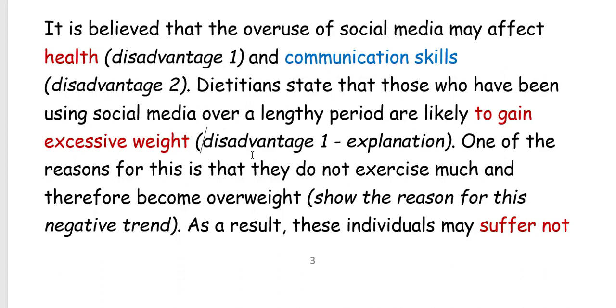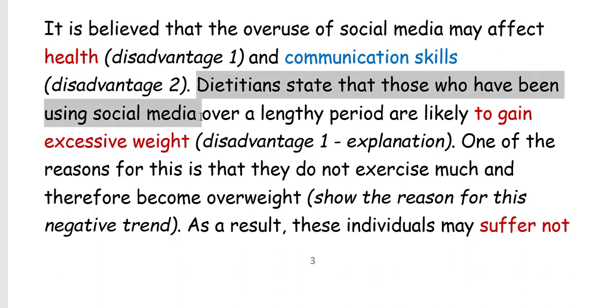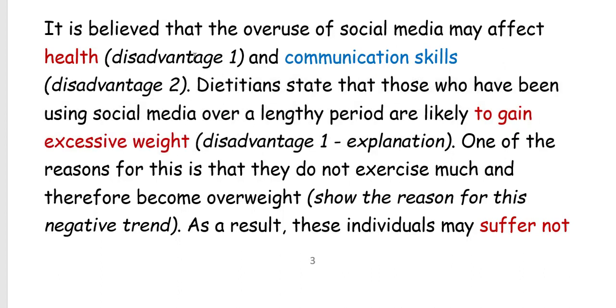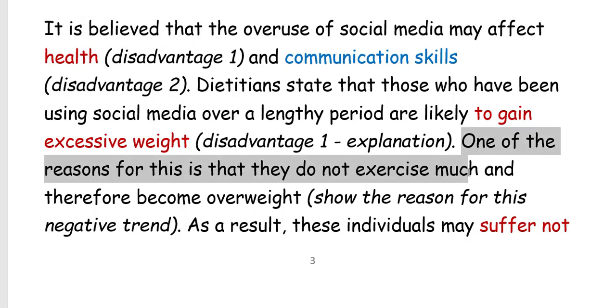Dietitians state that those who have been using social media over a lengthy period are likely to gain excessive weight. So I'm talking about the first disadvantage in detail. So here we said may affect health, right? And here to gain excessive weight. Okay, so if somebody gains excessive weight, he becomes obese, and of course it affects somebody's health, so this person's health. Next, one of the reasons for this is that they don't exercise much and therefore become overweight.